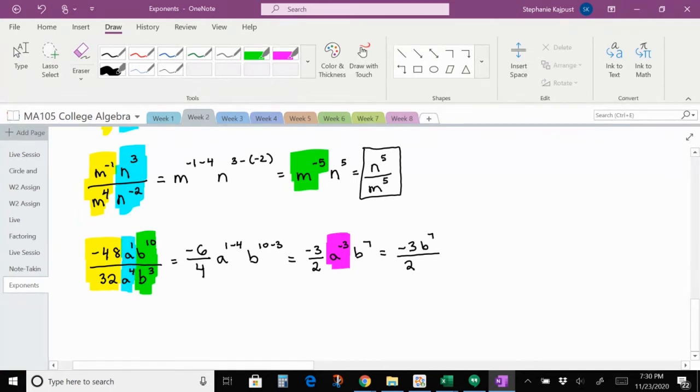To get rid of that negative exponent, we're going to take the reciprocal. So now it's going to be in the bottom of the fraction. So I'm going to stick it on the bottom next to the 2, and now the exponent is positive. So we have a to the 3rd.